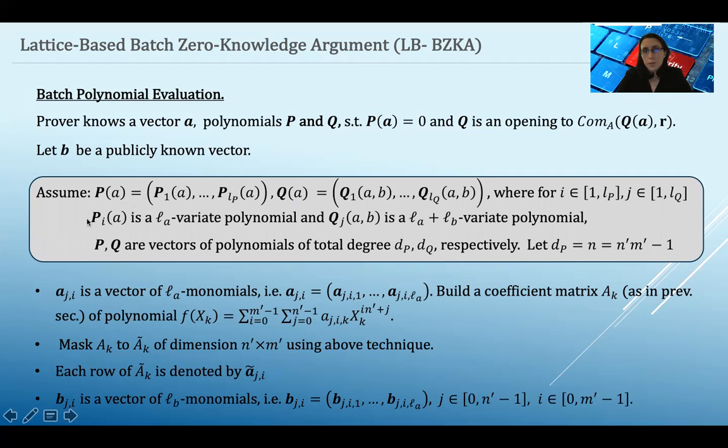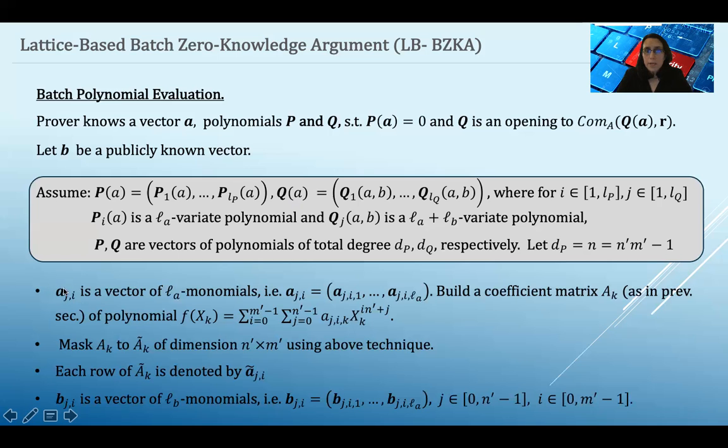So each of those components, PI, is an LA-variate polynomial, and each of those components, QJ, is an LA plus LB variate polynomial. P and Q are vectors of polynomials of total degree dp and dq. So for our construction, we assume that dp is equal to n, and n again is equal to n' minus 1.